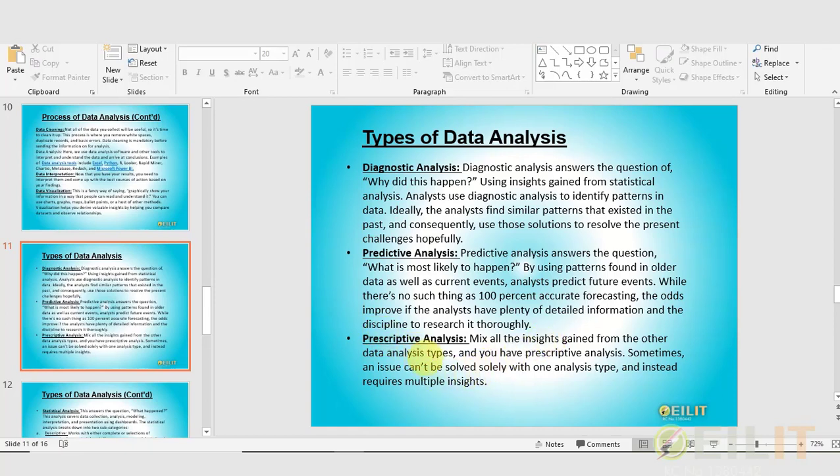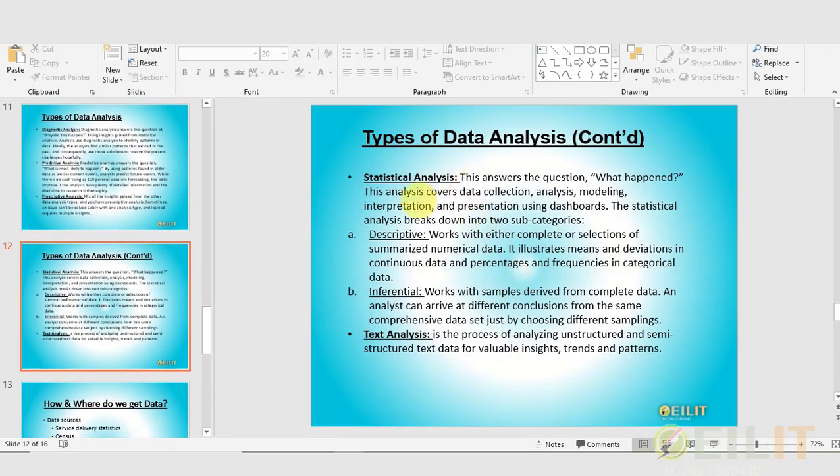We also have what we call prescriptive analysis, and in prescriptive analysis we are trying to use the gained insights and other data analysis types. You are using the things you have already gained to also make multiple insights. So for prescriptive analysis, we say you mix all the insights gained from other analyses. Sometimes an issue cannot be solved with just one analysis. So most times you are trying to make some prescription based on all the already gathered information you have.